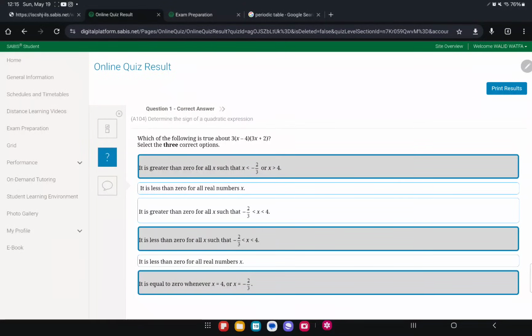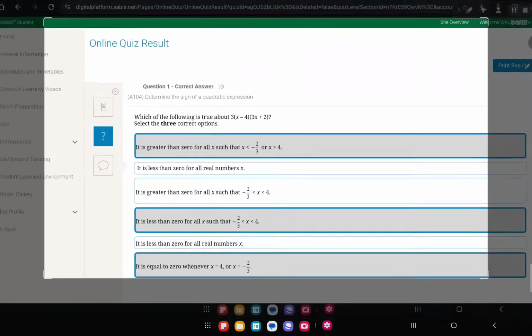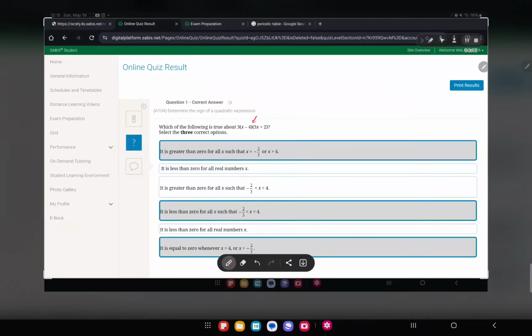Let's actually solve questions now. I'm going to screen write on the PDF. Which of the following is true about this quadratic? When is it greater than 0? First, let's see what our two roots are. Our two roots are 4 and negative 2 over 3, because if you set it equal to 0, you get negative 2, then divide by 3, negative 2 over 3. So those are our two roots. Let's write it: negative 2 over 3 and 4, equals 0.